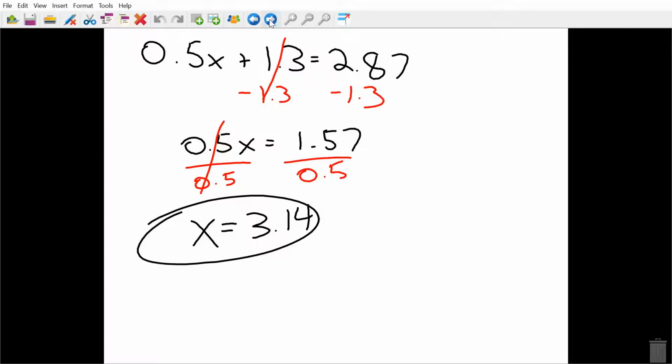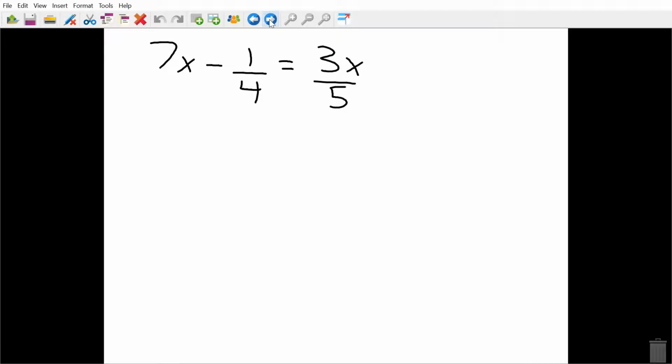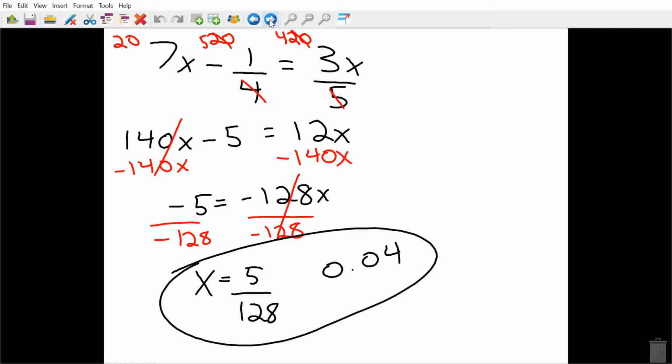Next question. 7x minus 1 over 4 equals 3x over 5. Give it a try. The answer is 0.04 or 5 over 128.